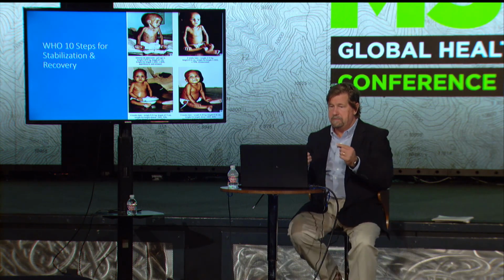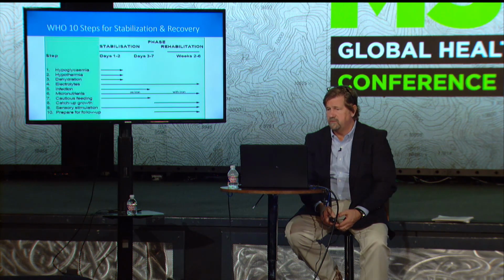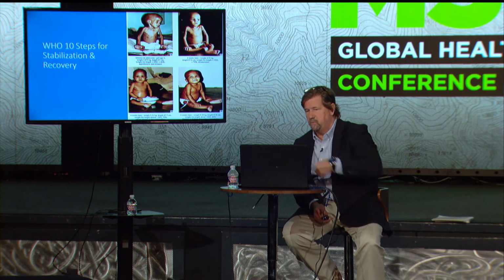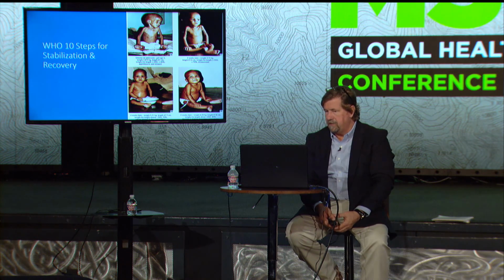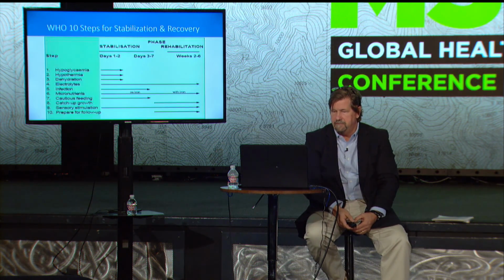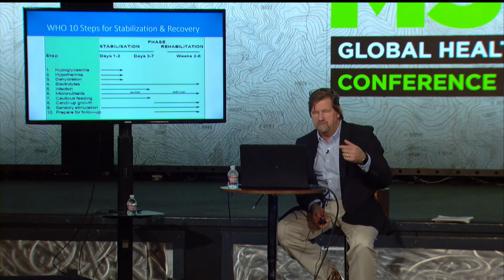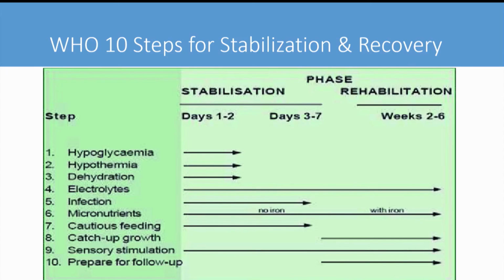There is a 10-step stabilization and recovery process for these kids on the inpatient level that suffer from severe acute malnutrition. And this is one of the kids that came through Lindsay's program that goes from, you can see, really bad here to a plump, healthy-looking baby. In this stabilization process, the first couple of days is really about managing hypoglycemia, managing hypothermia, and managing dehydration.